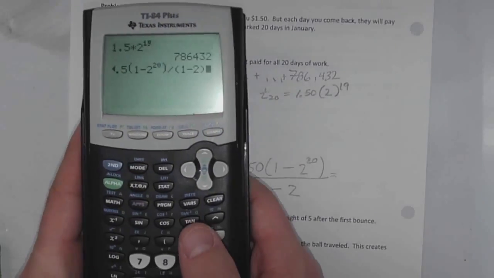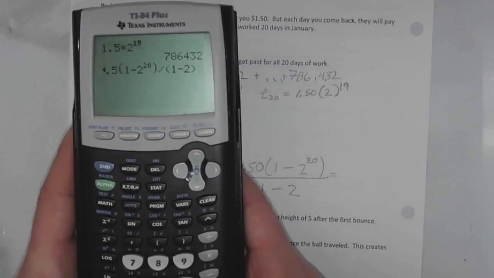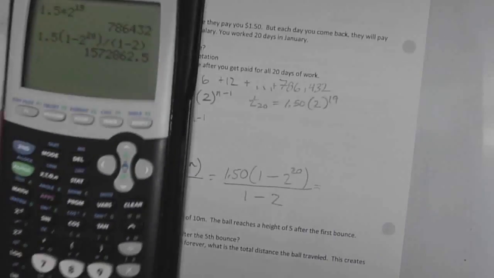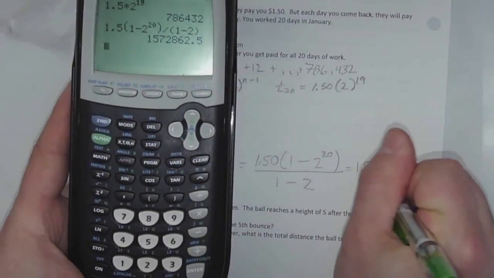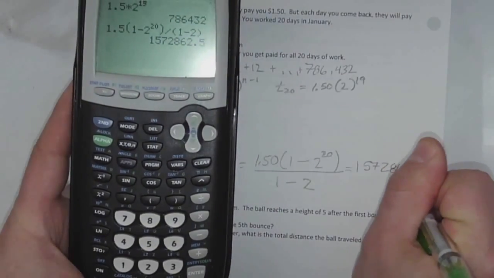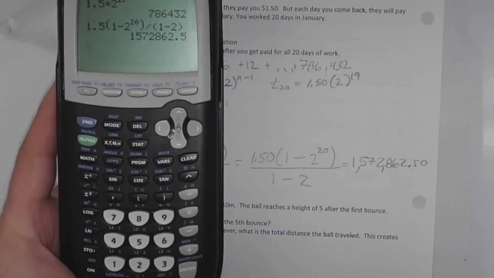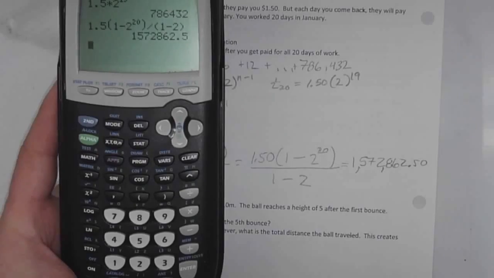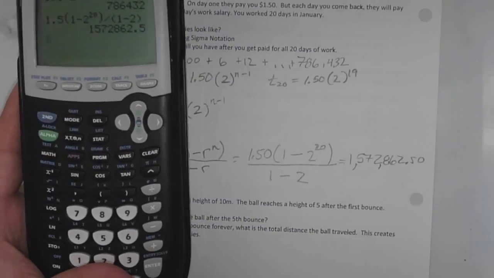Notice all of my parentheses. Make sure you include those, otherwise you may get the wrong answer. And so after 20 days, you would have earned, sorry about that, calculating that, you will end up with $1,572,862.50 after 20 days of work, which isn't that bad.